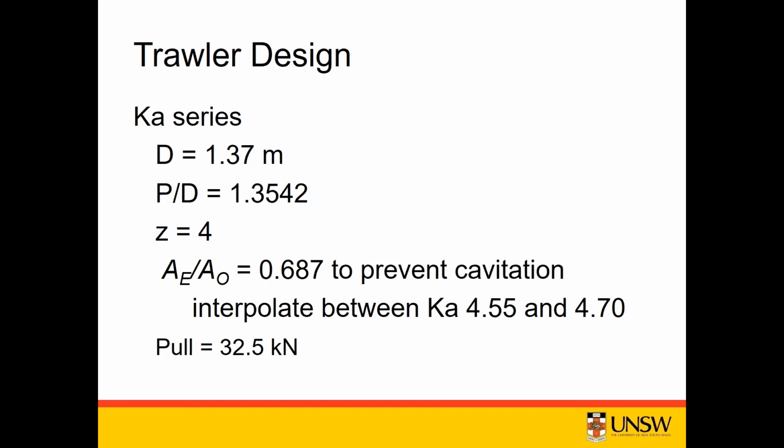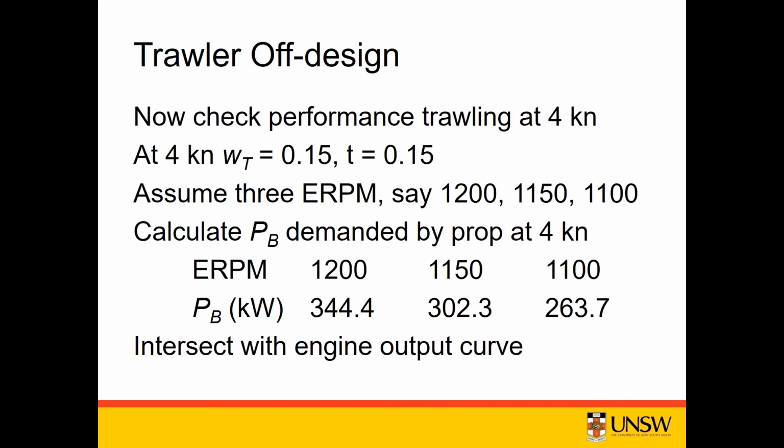You go through the motions and you design the propeller, and you come up with a diameter of 1.37 meters, a pitch ratio of 1.35, 4 blades, and again, you have to interpolate between the KA 455 and the 470 for 0.687 blade area ratio this time. And you come up with a pull in the design condition of 32.5 kilonewtons.